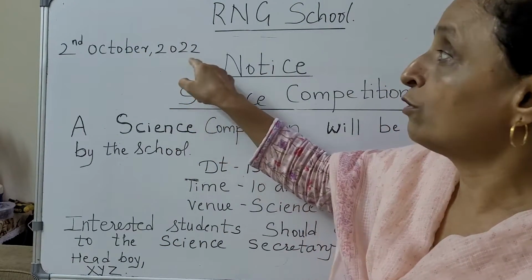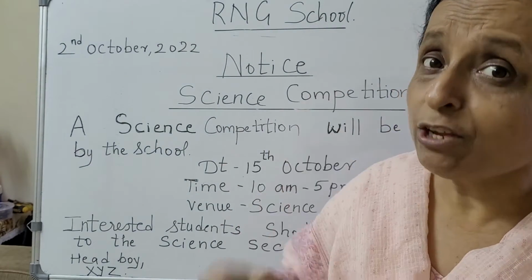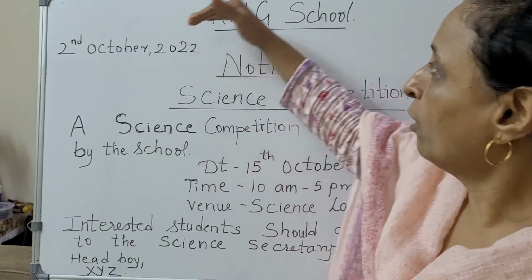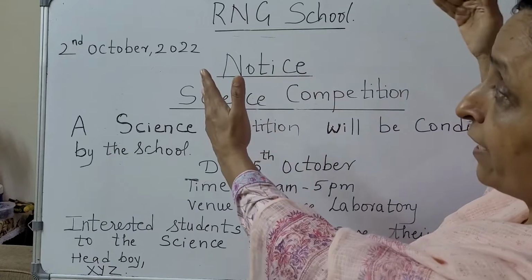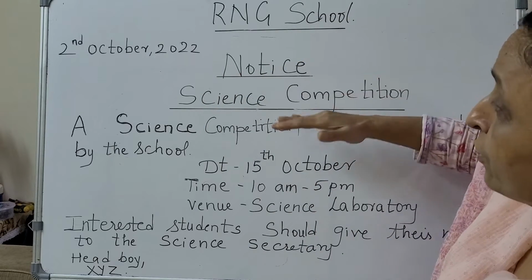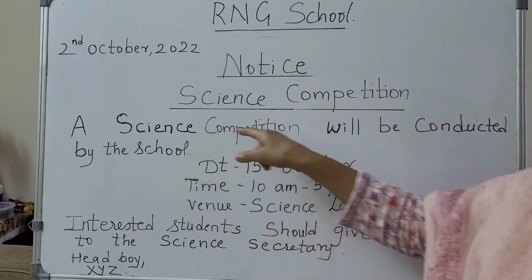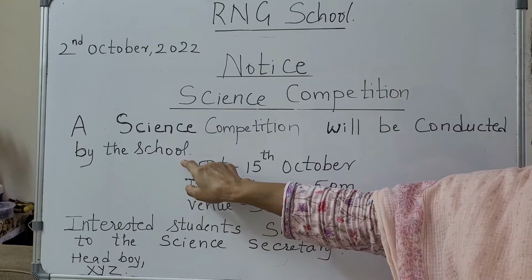2nd October 2022, there has to be comma after October. So the day you are writing the notice, that date will come here. So now you have written organization, you have written left hand side date, you have written notice, you have written science competition. Now you write a science competition will be conducted by the school.